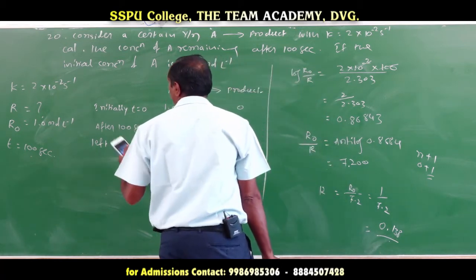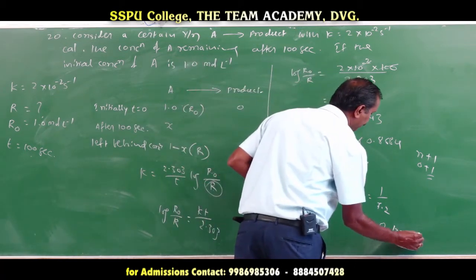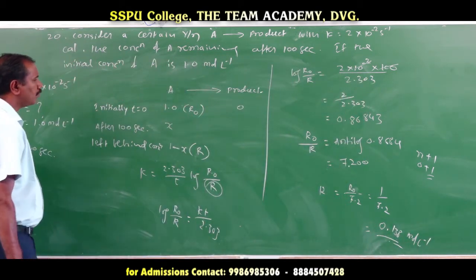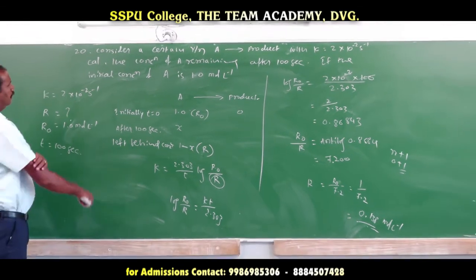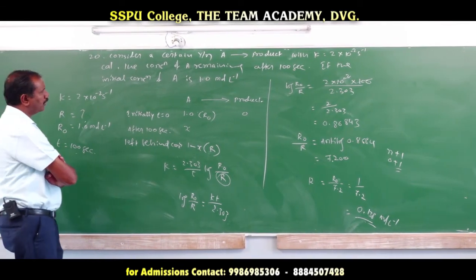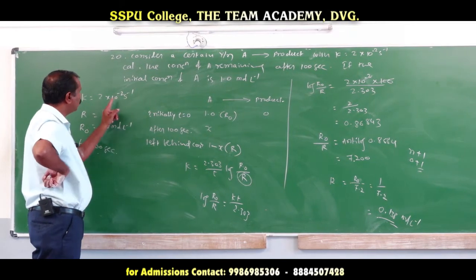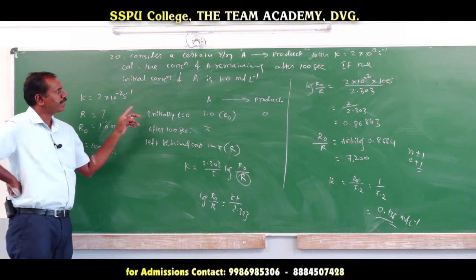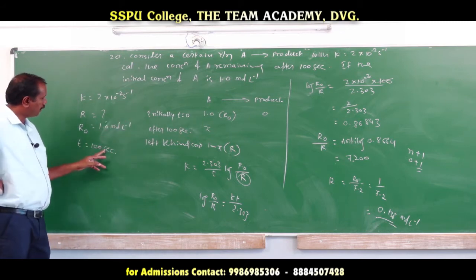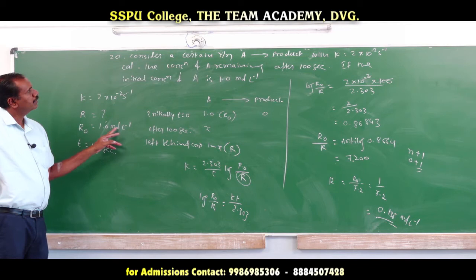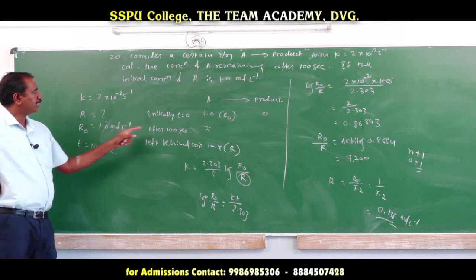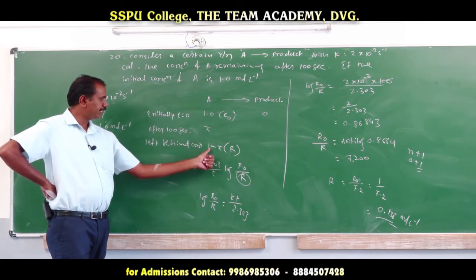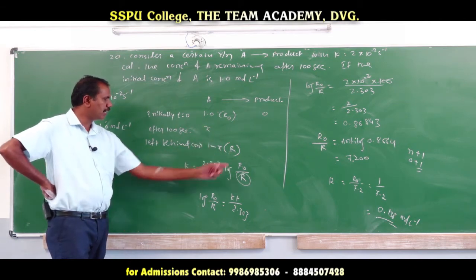The concentration should be in terms of mole per liter. Let us consider the reaction A gives product, where K is given as 2 into 10 to the power of minus 2. What is the concentration of A remaining after 100 seconds? Initially it is 1, X mole reacts, and what is left is 1 minus X, that is R.